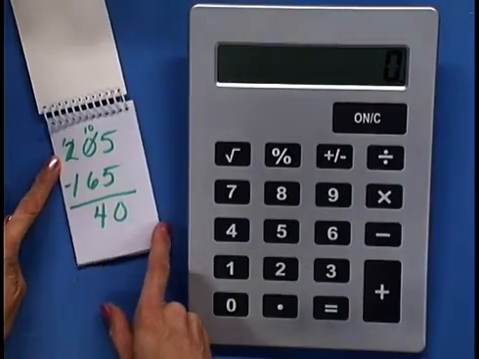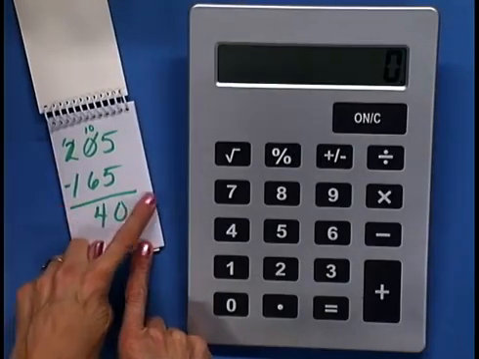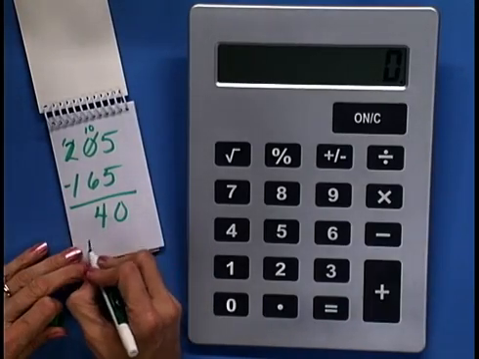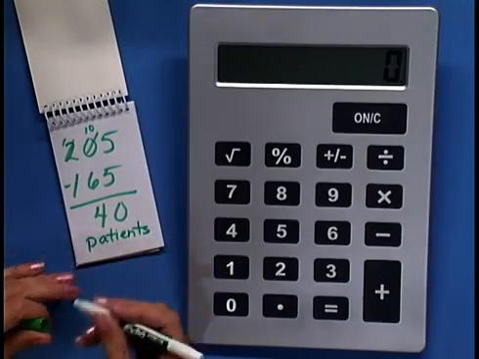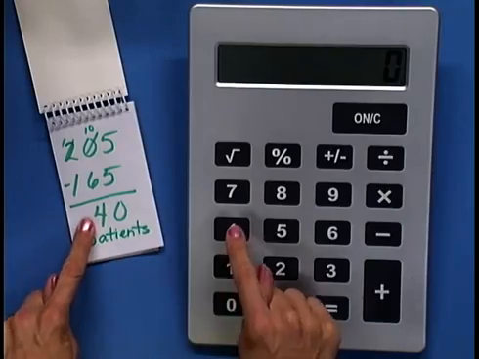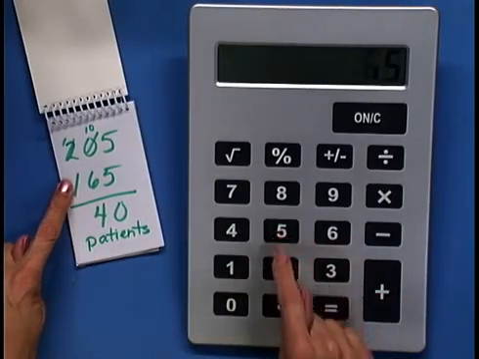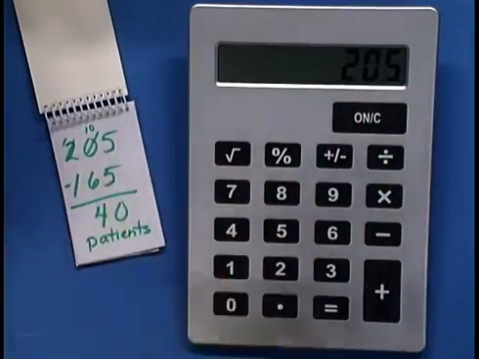Let's see what you would have had. If you did it on your scrap paper, you had 205 minus 165, and you did the math and got 40. Oops, you caught me. 40 patients. So then you're going to make your addition equation. 40 plus 165 equals 205. Yes, they match. So we know we did the math right.